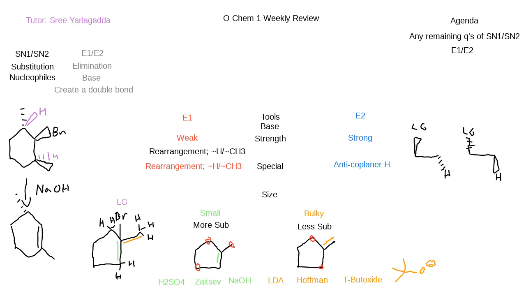Any questions at all on what we did so far? Or anything you guys want to see? Any specific scenarios? Because other than that, I'm pretty much done. Hopefully this will help you guys for your quiz on Thursday. If you're done talking about E1 and E2, maybe we can get started on double bonds next week.